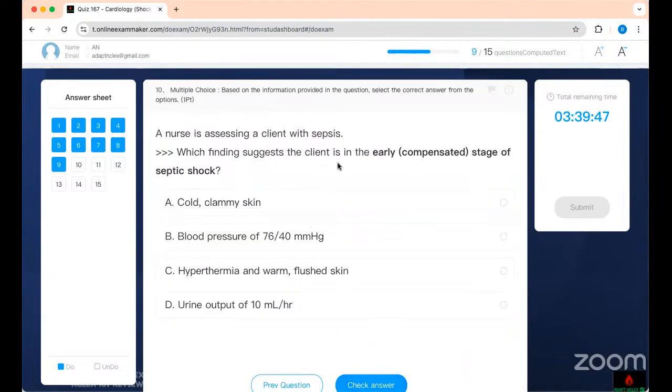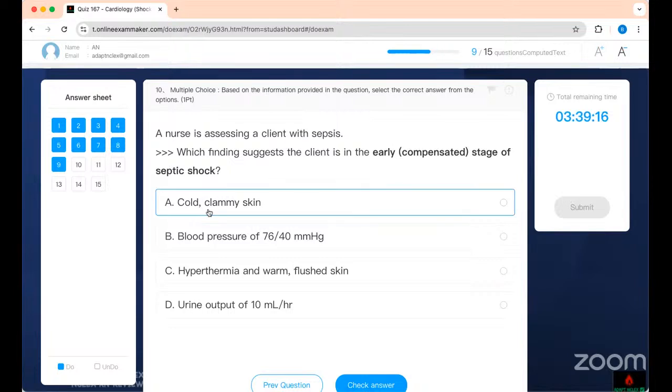Which findings suggest that the client is in the early stages of septic shock? This is a good question. I will show you how you can answer it, even if you don't know. Look at it strategy-wise. A nurse is assessing a client in septic shock. Which one is the early sign? Early signs means you should not show evidence of shock. It's an early compensated shock, meaning I've compensated so well that nobody will know I'm in shock.